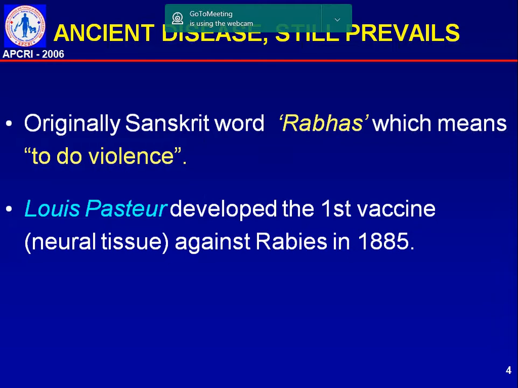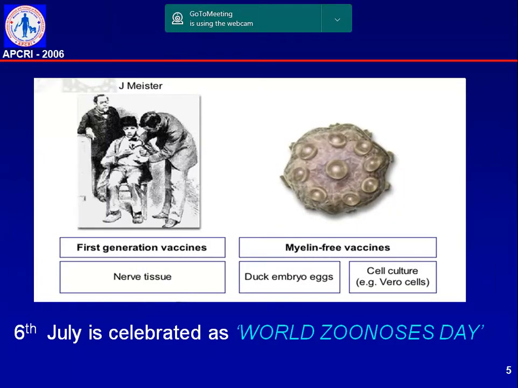Okay, originally the word rabies means to do violence. Louis Pasteur developed the first vaccine against rabies in 1885. Okay, the first generation vaccine is the nervous tissue vaccine, and the myelin-free vaccines are the duck embryo vaccine or cell culture vaccine. I will tell you at the time of vaccination the importance of nerve tissue vaccine, the complications of nerve tissue vaccine, and the importance of myelin-free vaccine.